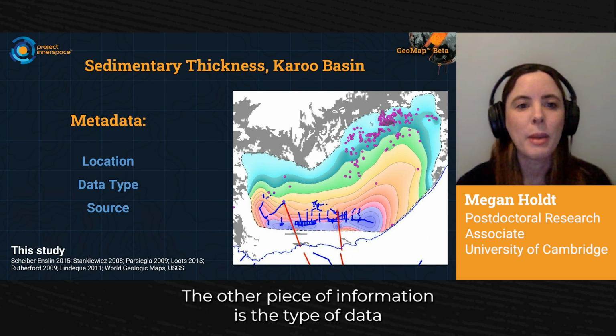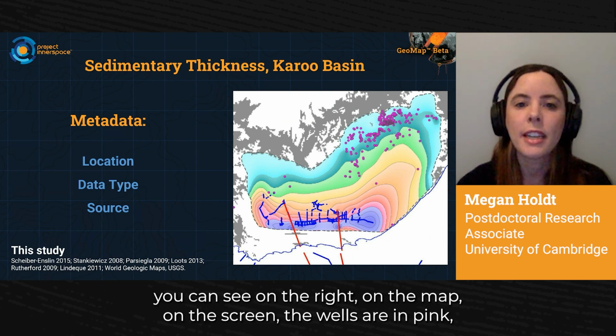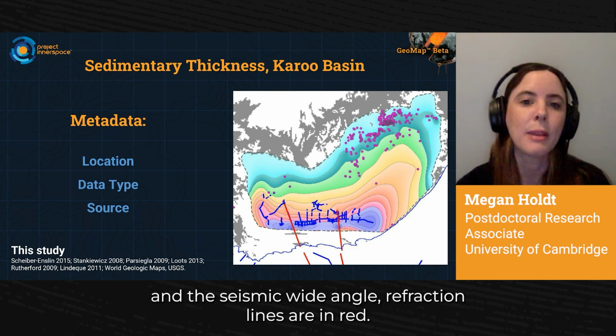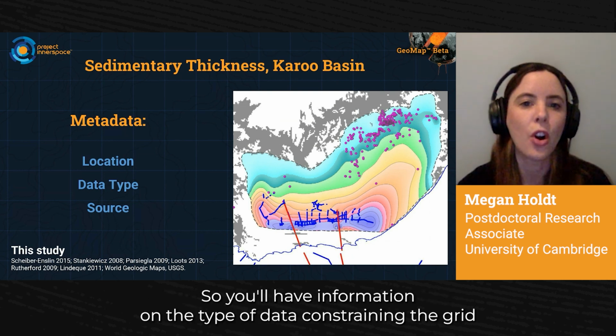The other piece of information is the type of data. You can see on the right, on the map on the screen, the wells are in pink, the seismic reflection lines are in blue, and the seismic wide angle refraction lines are in red. So you'll have information on the type of data constraining the grid.